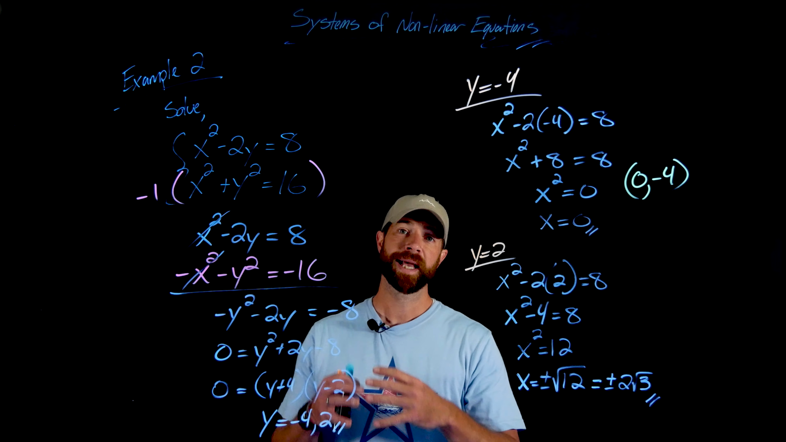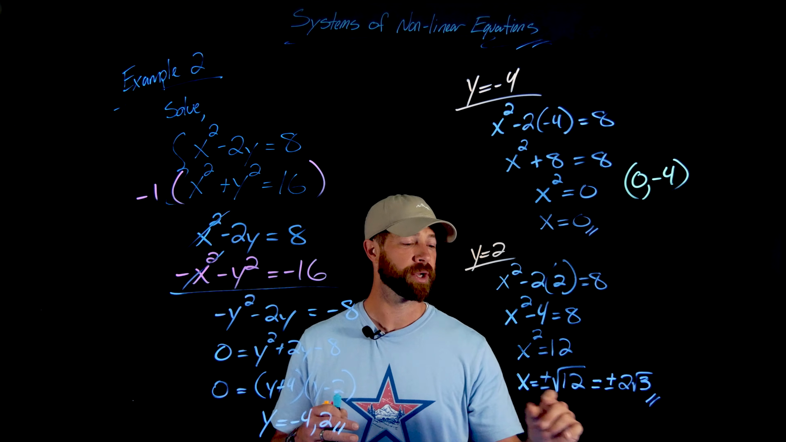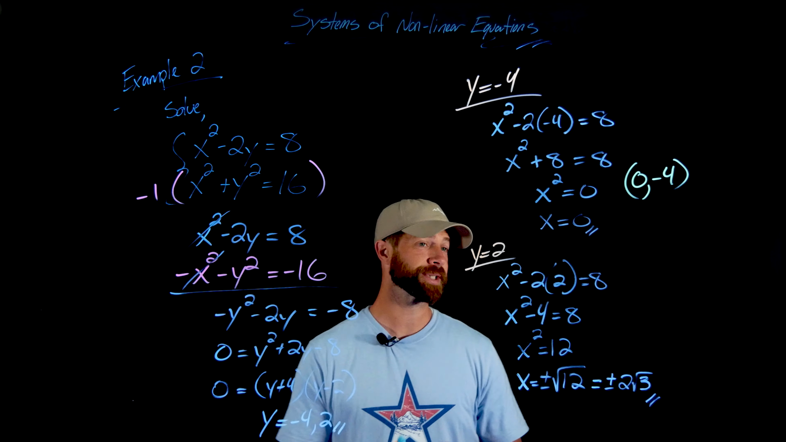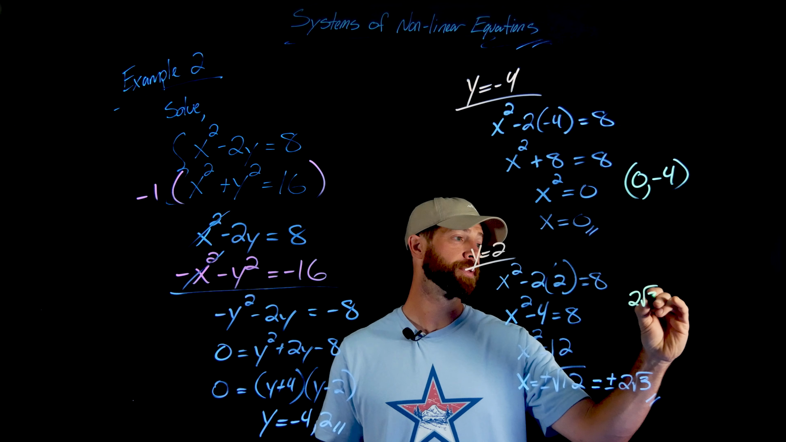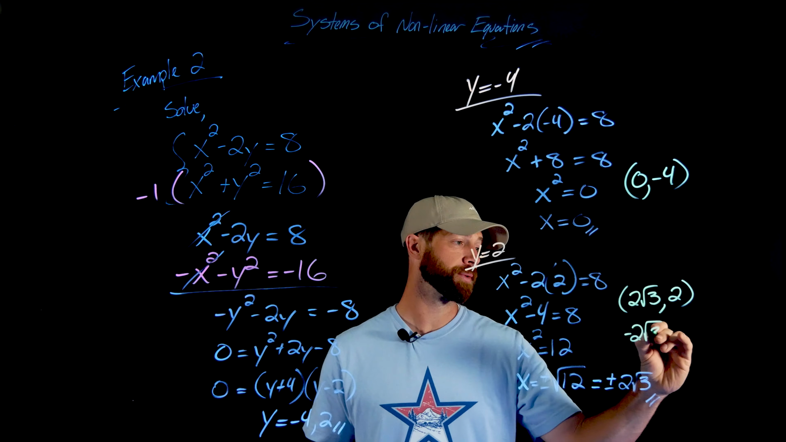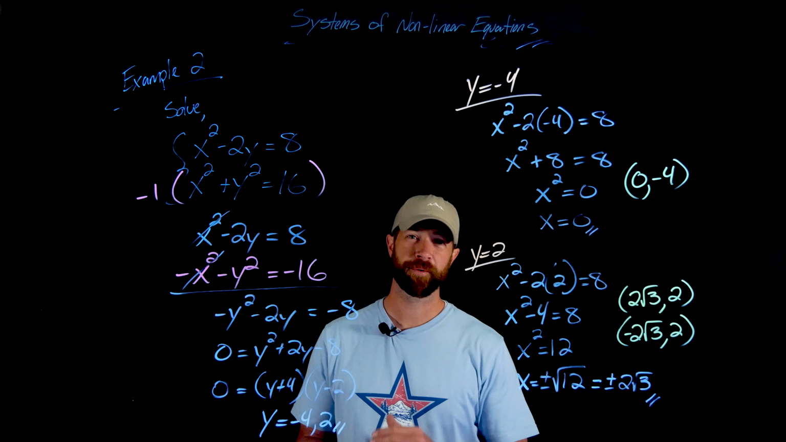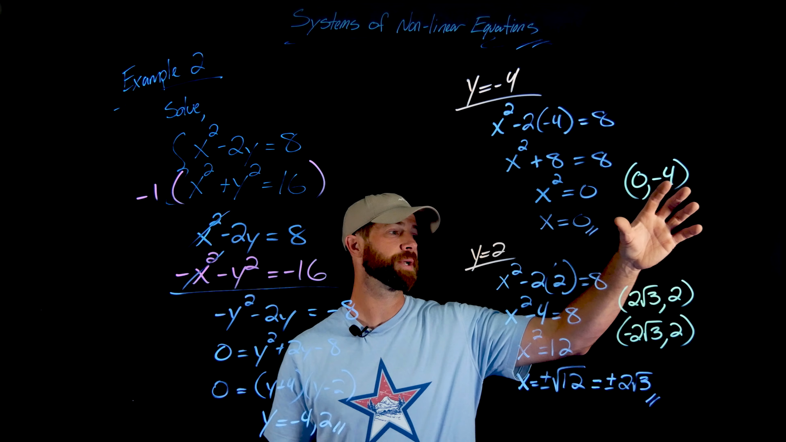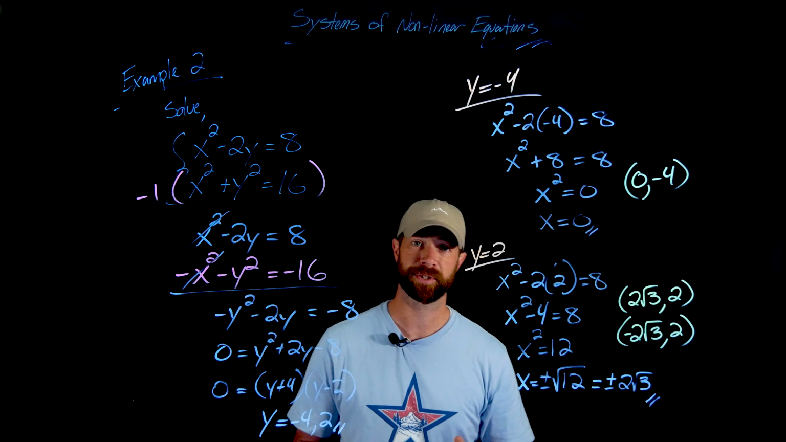Importantly, each of these solutions comes in an ordered pair. This means I have two ordered pairs with two different x values but the same y value. The two solutions I get from this y value are (2 root 3, 2) and (-2 root 3, 2). Therefore, the solution set for this nonlinear system of equations is (0, -4), (2 root 3, 2), and (-2 root 3, 2).